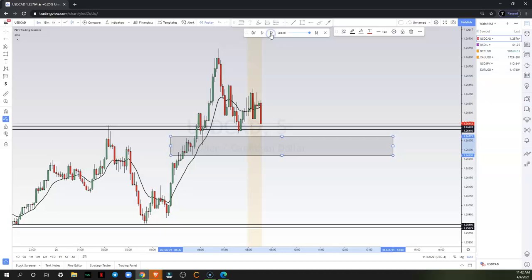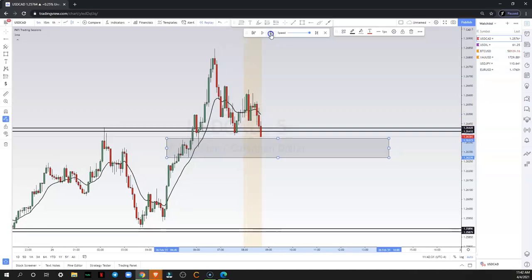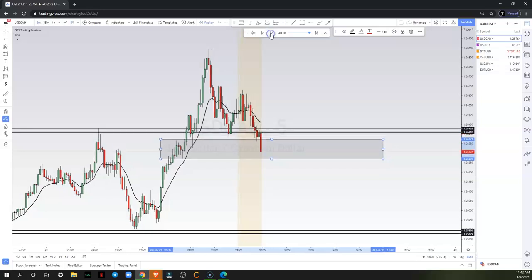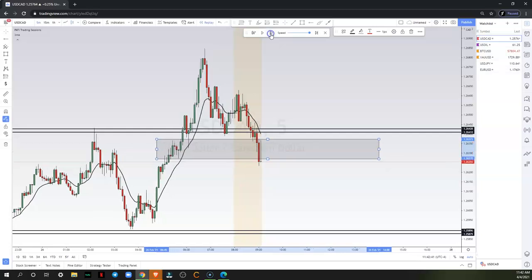Okay, it's kind of consolidated. It's not really doing anything. Okay, it reaches the demand on the 15-minute. Okay, still pushing down even lower. All right, so what do we get? We get a down up candle. Okay, down up candle is reversing.